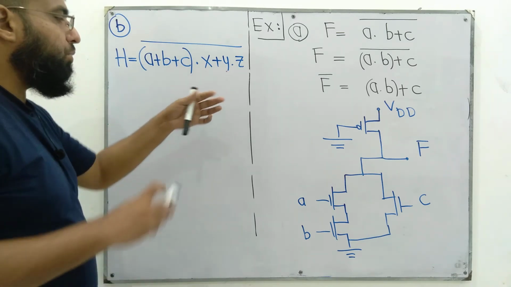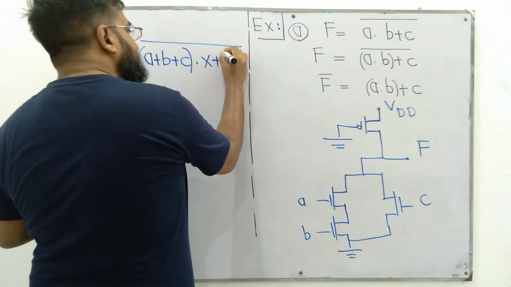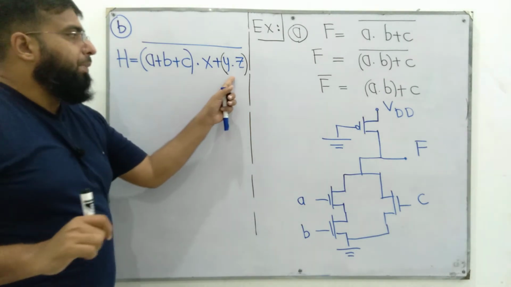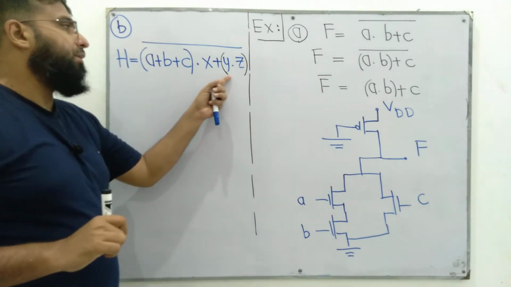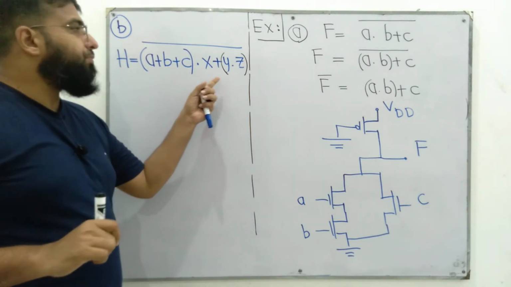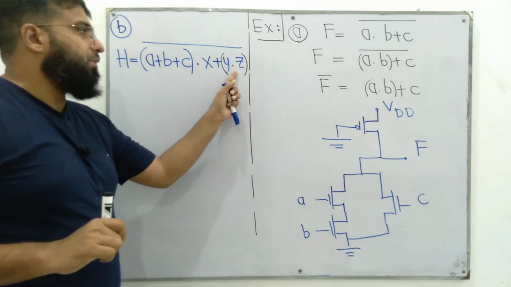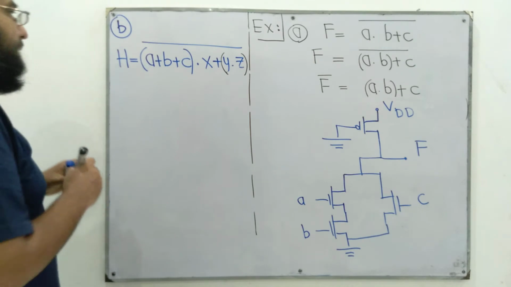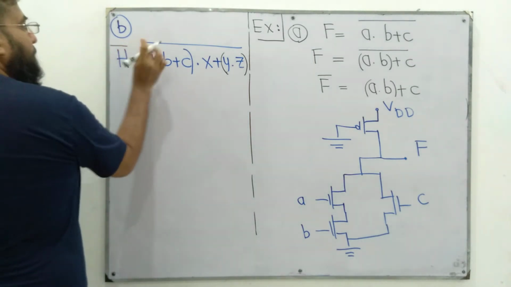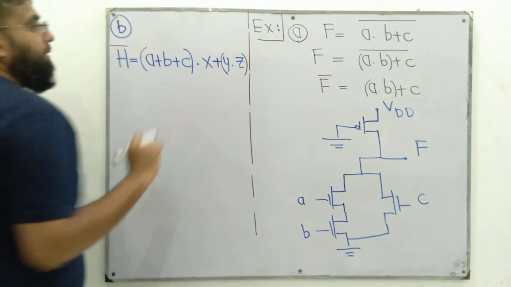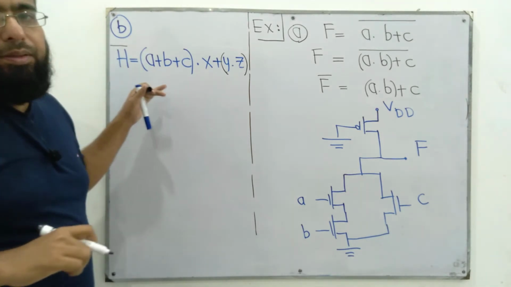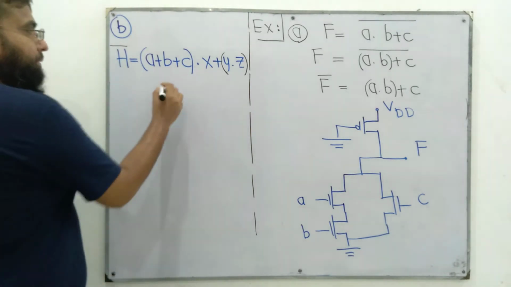There are no brackets here, therefore we'll put these brackets ourselves, knowing that the precedence of AND operation is higher than the precedence of OR operation. And then we will use its complement to implement the nMOS array. So now we are ready.